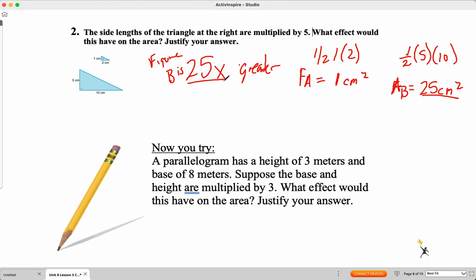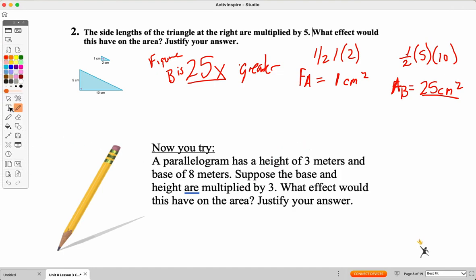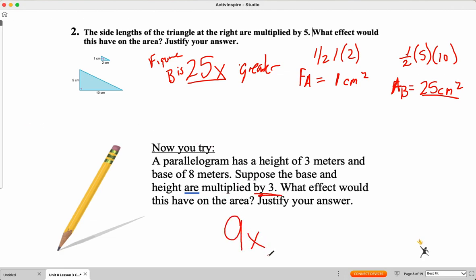All right, take a moment and do the same thing on your practice problem. Find out what effect it will have on the area. Don't worry about calculating the area. Just find what the effect is. You're right. So if it's tripled, there's the keyword, multiplied by 3, it's going to be 9 times greater.